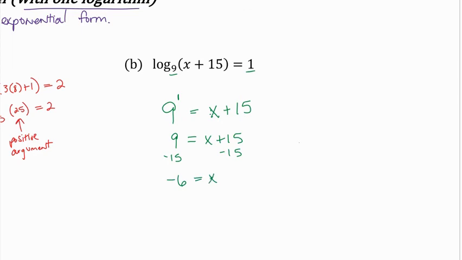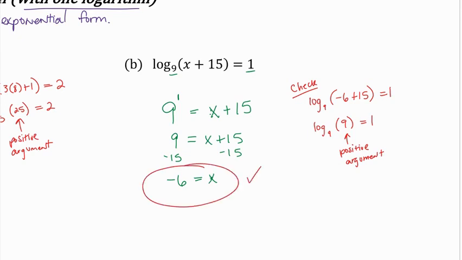Okay, so if I quickly check that, notice this time we got a negative answer. That doesn't mean it's no solution. You might be allowed to get a negative answer. We have to plug it back in. So that would be log base 9 of negative 6 plus 15 equals 1. So we end up with log base 9 of 9. That's still a positive argument. So even though we got a negative answer, when we plug it back in, we still end up with a positive argument. So that's fine. That is an answer.